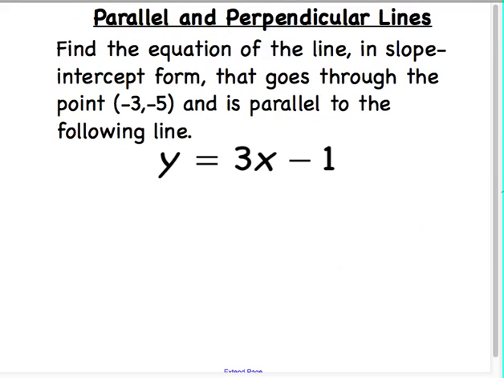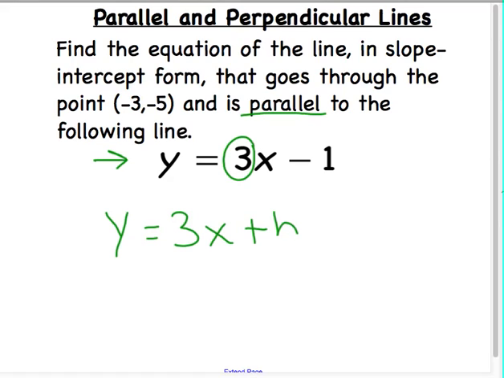So if we look at a problem that we're going to see, it's something like this. Find the equation of the line in slope-intercept form that goes through the point -3, -5, and is parallel to the following line. This line right here has a slope of 3. And the line that we're trying to find is parallel to this line, so that line also has a slope of 3. But it's going to have a different y-intercept because it's parallel, but it's not the same line. So we need to find that y-intercept. But again, notice we're using 3 because the lines are parallel.